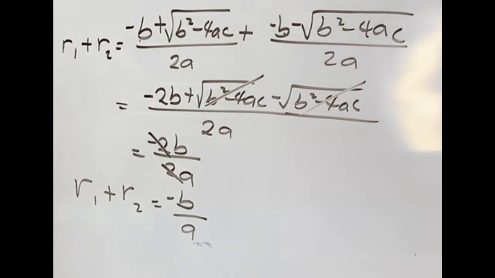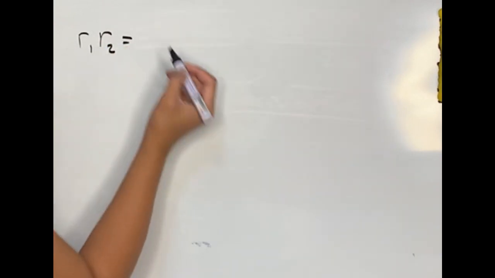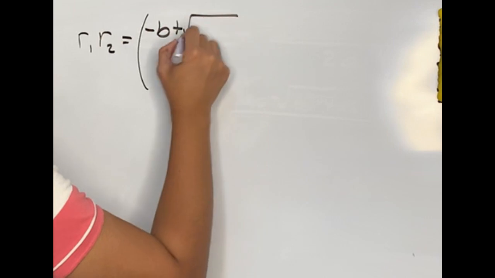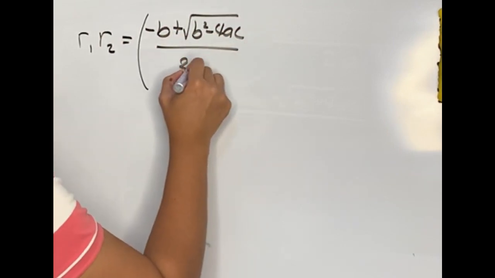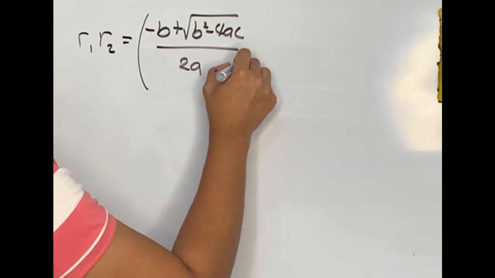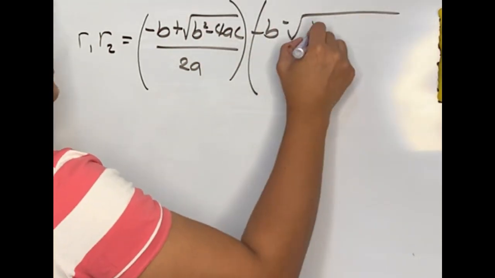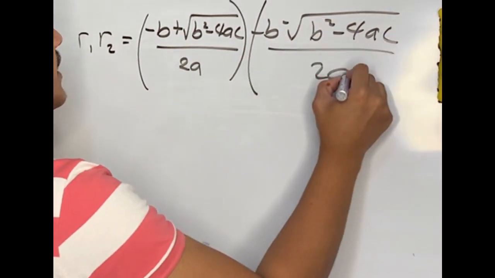Now let's derive the formula in getting the product of the roots of a quadratic equation. Since we will be having r sub 1 times r sub 2, you will have negative b minus the square root of b squared minus 4ac all over 2a times negative b minus the square root of b squared minus 4ac all over 2a.